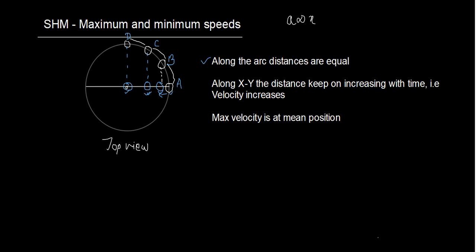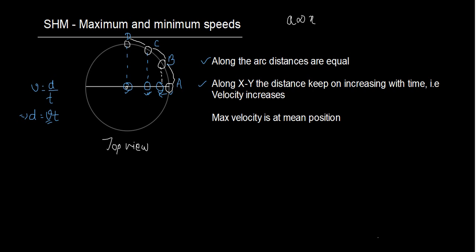We know velocity is equal to distance divided by time, or we can say that the distance is equal to velocity into time. Now we are saying that the time will more or less remain fixed for each of these positions from one point to the next point. That means the only factor because of which the distance changes along the linear scale is velocity. So we can say that the x and y distance keeps on increasing with time, that is, the velocity increases. I hope you get this point.